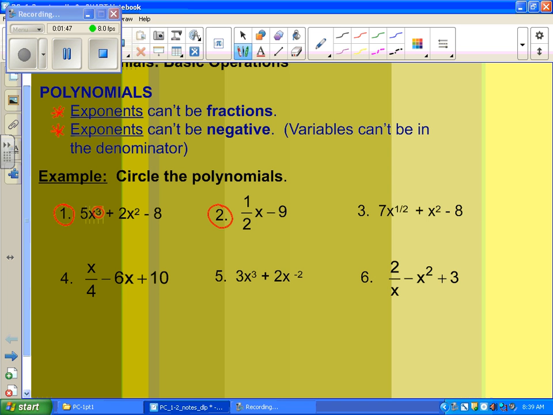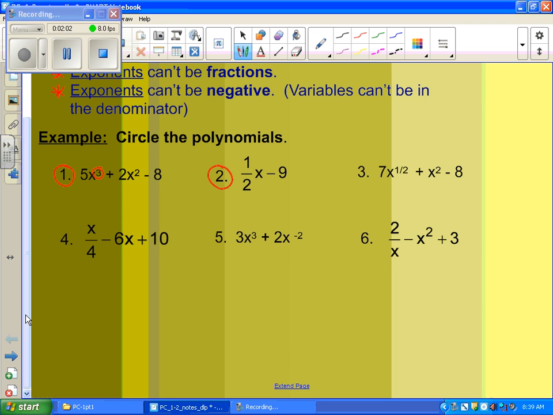Number 3, we've got a little problem. We've got a trinomial with a 1/2 power on that first term, and so that is not going to qualify as a polynomial. On number 4, once again, we have a linear system. We have 1/4 x minus 6x plus 10. So this one is a polynomial. Number 5, no, because of the -2 power. And then number 6, also no, because 2 over x is the same thing as 2 times x to the -1st power. So that does not equate to a polynomial.